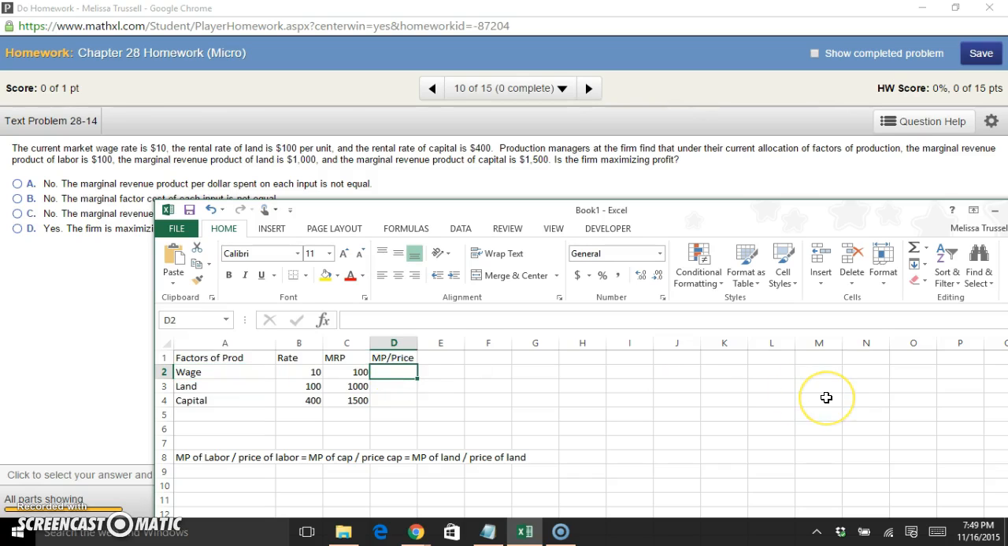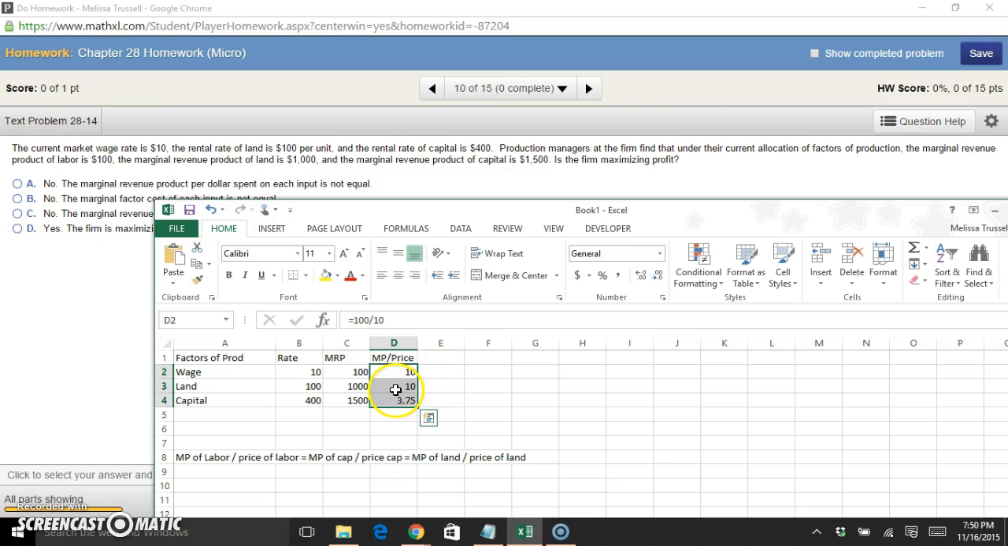Marginal product divided by price is, for wage, the marginal revenue product, which is 100, divided by my rate, which is 10. For land, it's 1,000 divided by my rate, which is 100. And for capital, it's 1,500 divided by my rate, which is 400. We can see that though the marginal revenue product divided by price is equal for wage and land, it's much lower for capital. So it's not equal across all three factors, which means no, the firm is not maximizing profit. These three would have to be equal in order for the firm to be acting according to this cost minimization rule, which is necessary for profit maximization.